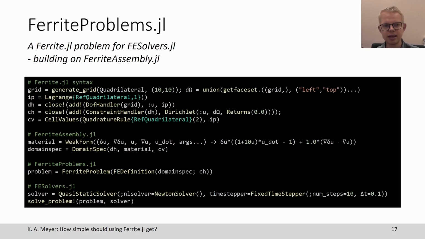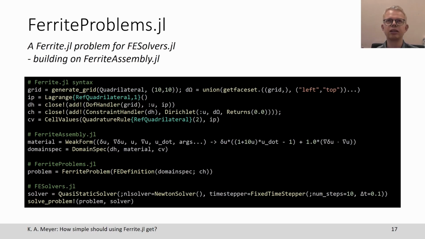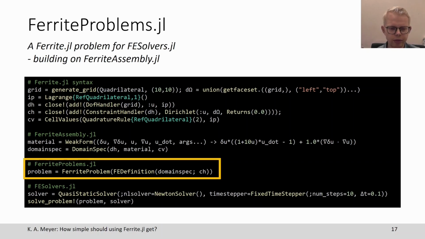I'll skip directly to the next, which is FerriteProblems, which is basically one of those problems. This already defines that problem and all the functions, where you instead give it the input that typically comes from FerriteAssembly plus some other Ferrite stuff. So you have the standard Ferrite setup, then you do the FerriteAssembly domain spec, and then you give that to FerriteProblems so that it can create your problem. And then you solve it using FESolvers. So, this part here is in.